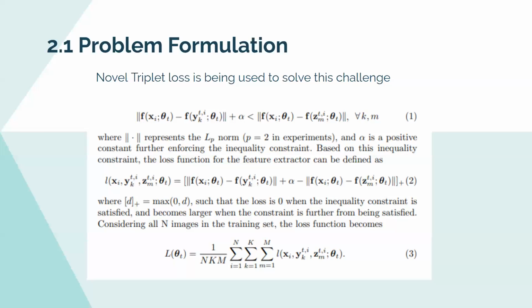Also, xi represents the ith training image, and after the t minus 1th iteration, y represents the k nearest neighbors of the same class, and z represents the m nearest neighbors from other classes.